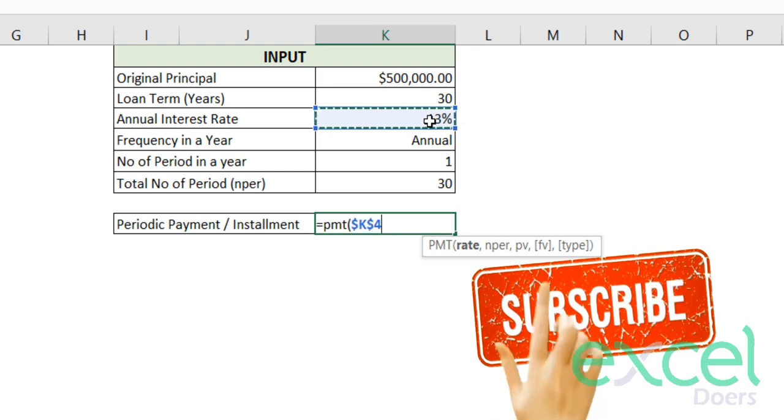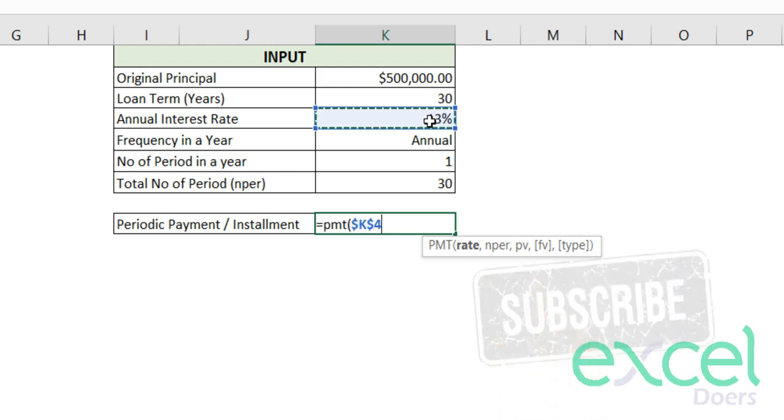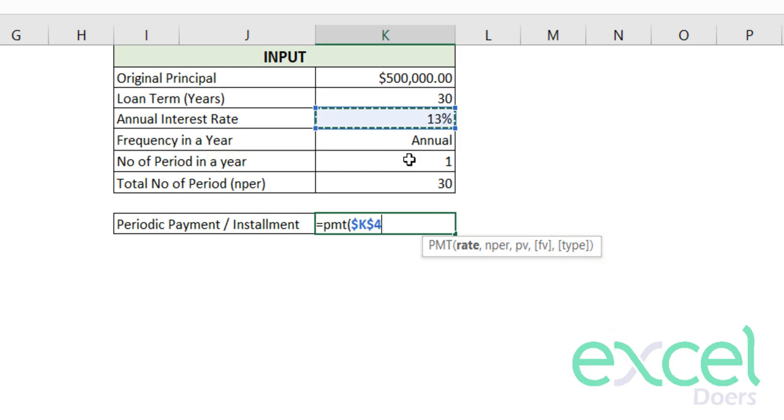Freeze that. And if I am paying twice a year, let's say it's semi-annually, or if I am paying 12 times a year, then it's going to be 12. So I will divide this interest rate by my number of periods, or you can call it the number of installments, in a year, right? And you freeze that also. By pressing comma, now you have to input the number of periods.